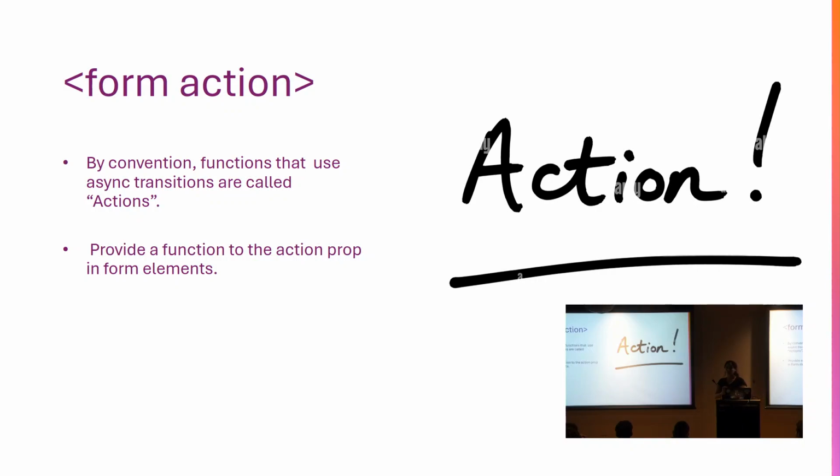In their documentation, by convention, they say that functions that use async transitions are called actions, which may be confusing, but if you know transitions from React 18, it makes more sense. You also provide a function to the action prop in form elements. So the way we use action is that we provide it on an element, like a form element. I want to show you the live code here to make it more understandable.